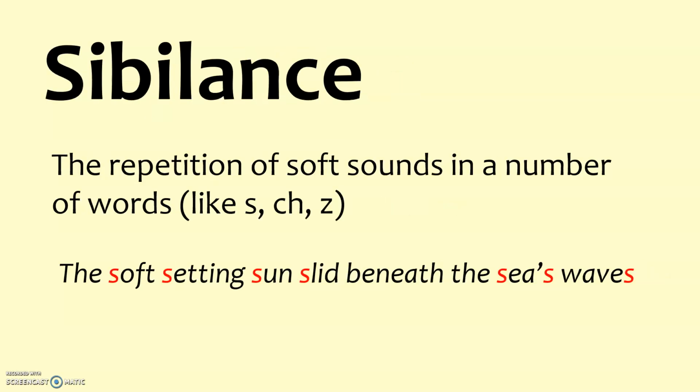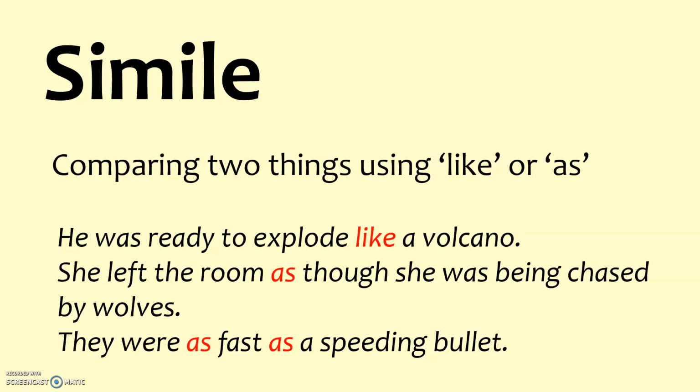Sibilance, which itself is a sibilant word. The repetition of soft sounds in a number of words, like S and sh and z. So my example beneath there: the soft setting sun slid beneath the sea's waves. They don't have to be directly together. There's a bit of a gap between slid and sea's waves, but you can hear that S sound deliberately coming through in that word.